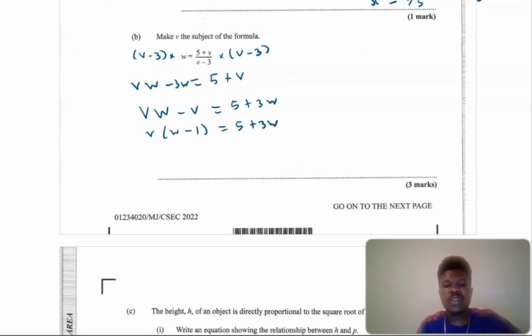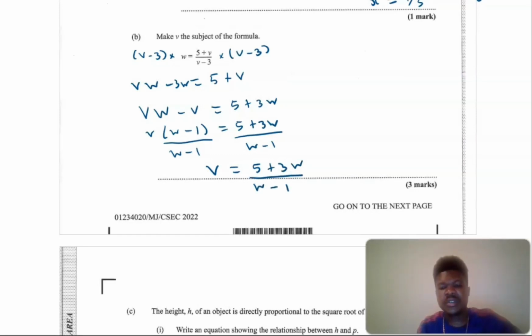Now, to get v by itself, we divide both sides by w minus 1. And our final answer is going to be v is equal to 5 plus 3w divided by w minus 1.